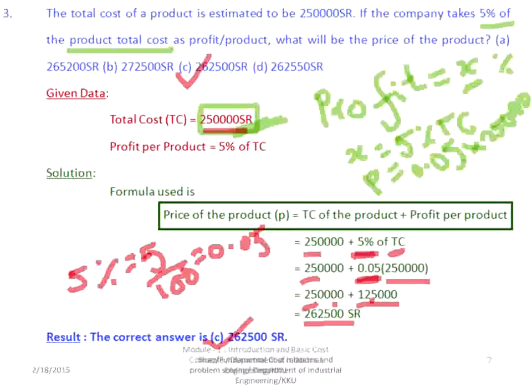125,000. Yeah, that is the profit. Very good. Now what is the price of the product? Price of the product is 125,000 plus total cost. How much? 125,000 is the profit of the product.